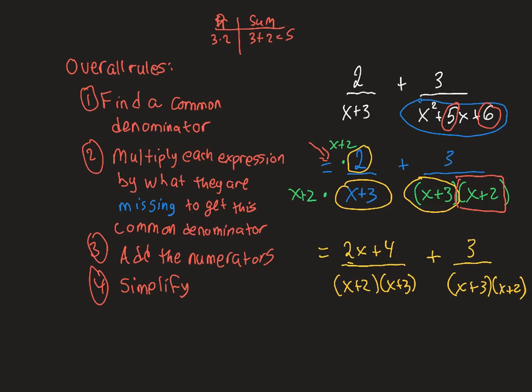And finally, now you are going to be adding your numerators. So finally, you're going to get 2x plus 4 plus 3. Get your like terms together, so that's going to be 2x plus 7 over. Now you can just write back the bottom here, so you're just going to write down x squared plus 5x plus 6. I can't simplify anything here. There's nothing I can cancel out. So this is my final answer.